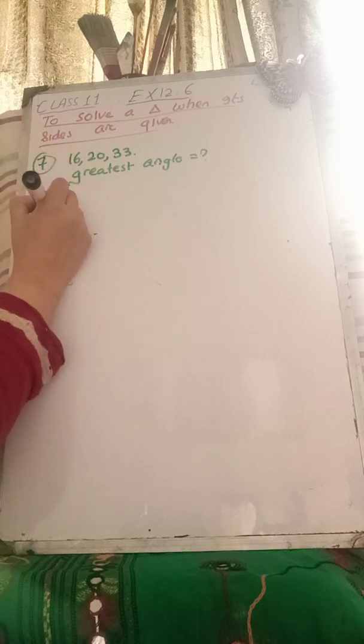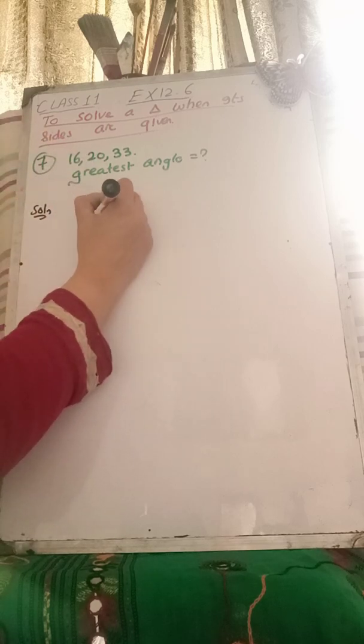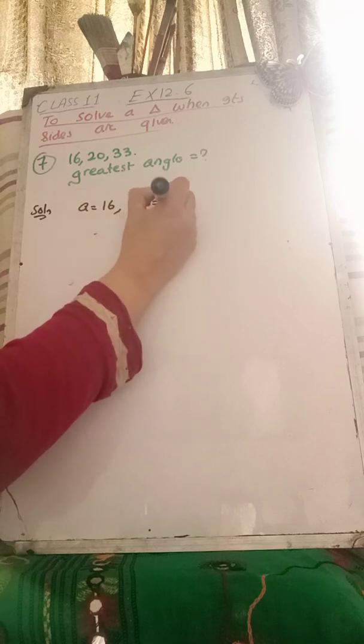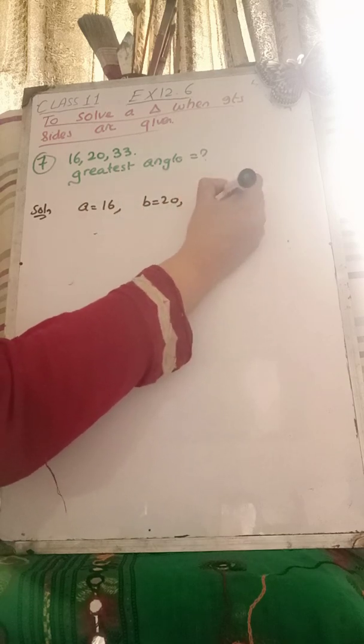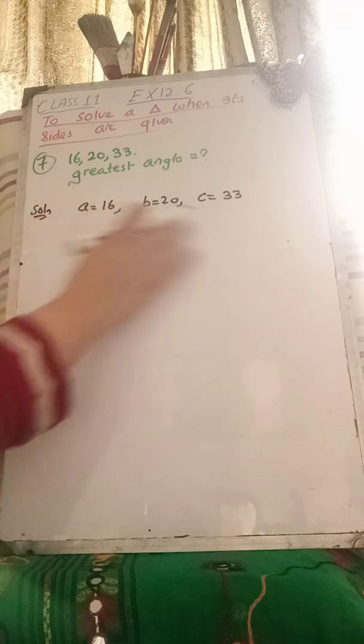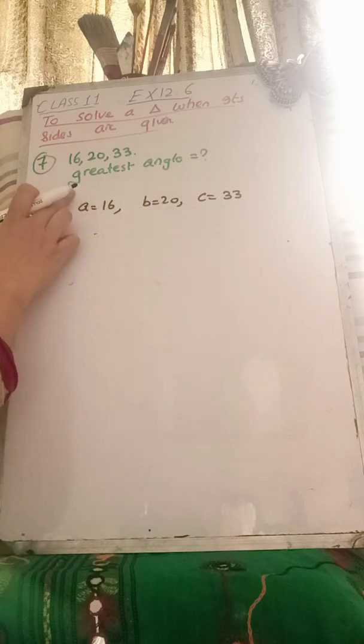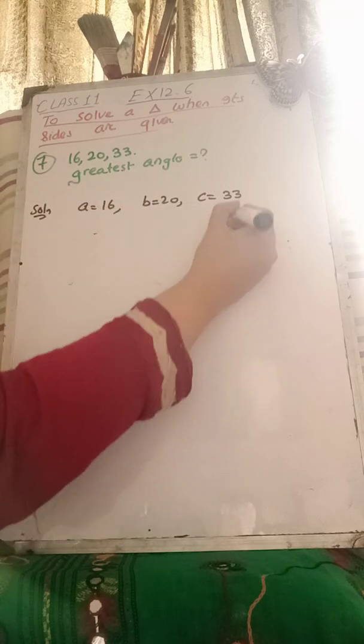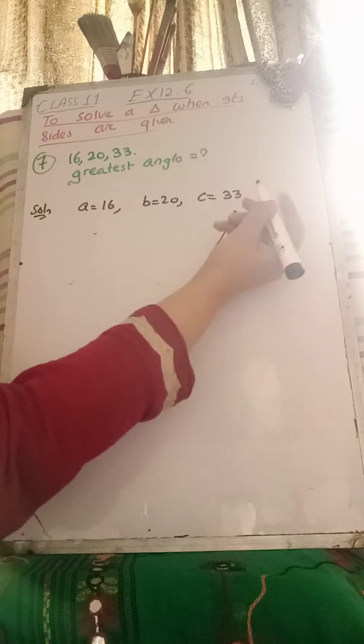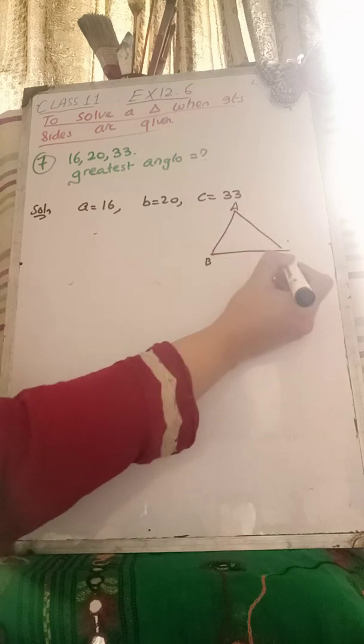Now in this question, question number 7, we are given the three sides. Let us take A to be equal to 16, okay, B to be equal to 20, and C to be equal to 33. Okay, let us name them. They want us to find the greatest angle. We know that the greatest angle will be the angle which is opposite to the greatest side.